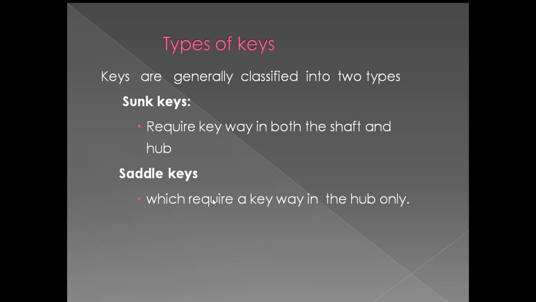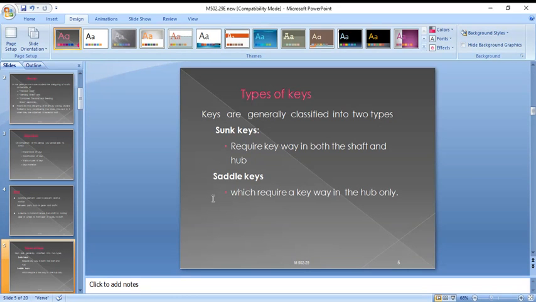So the main types are sunk keys and saddle keys. In sunk keys, half of the key is in the shaft and half in the hub. That's why a keyway has to be made in the shaft as well as the hub. Whereas in saddle keys, the keyway is made only in the hub because we need to place the key only in the hub. So the slot for this type is provided only in the hub.